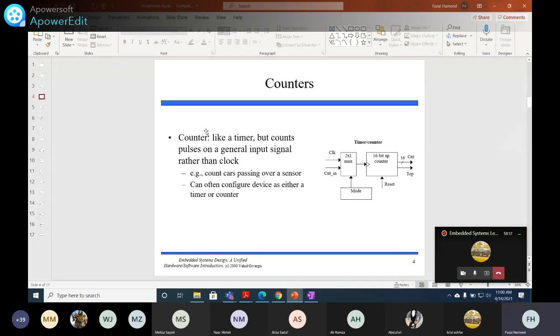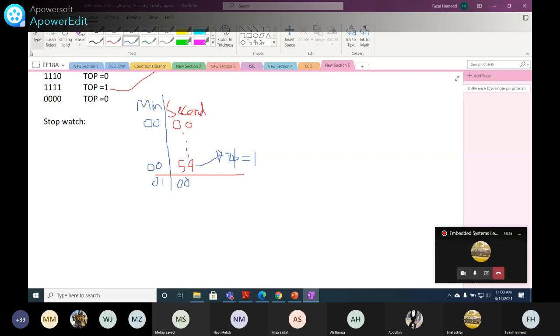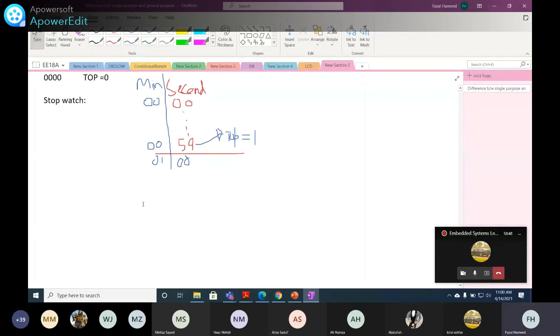So what is a counter? A counter is also like a timer, but it counts pulses on a general input signal rather than a clock. Okay? So it can count the cars passing over a sensor. We can also configure the device as a timer, or as a counter. Now I will explain this with an example, where we can determine different events.